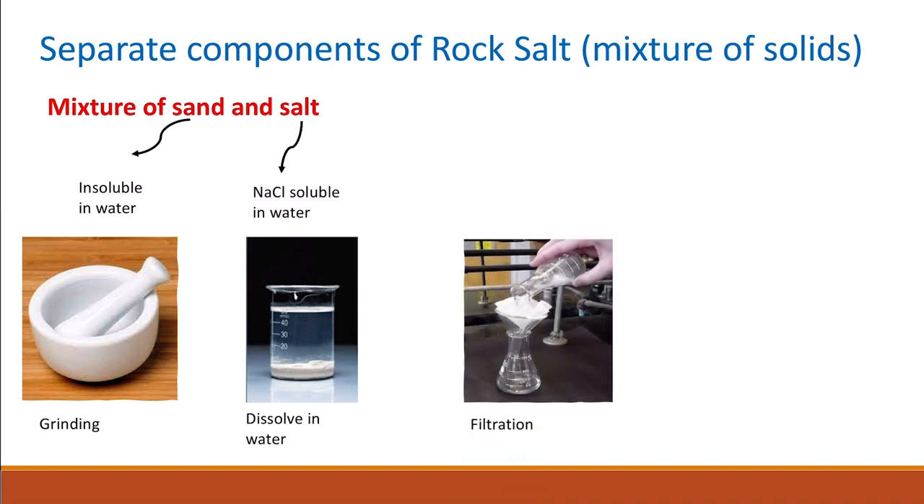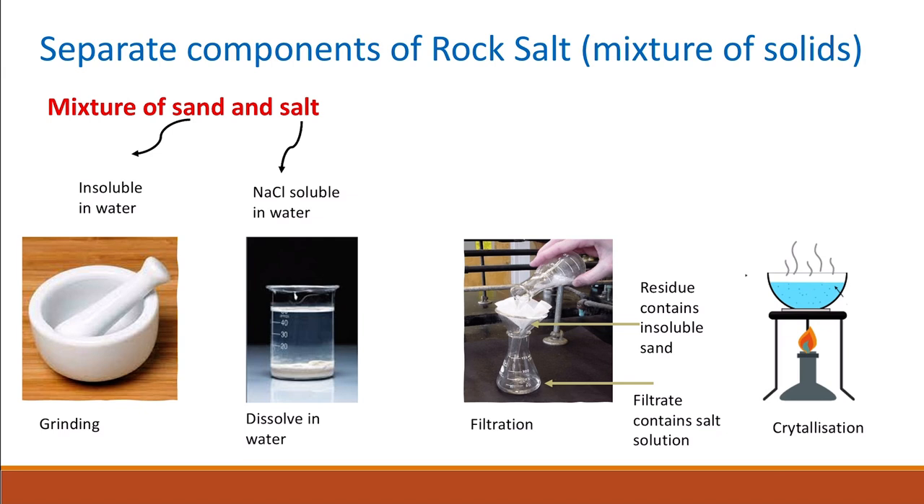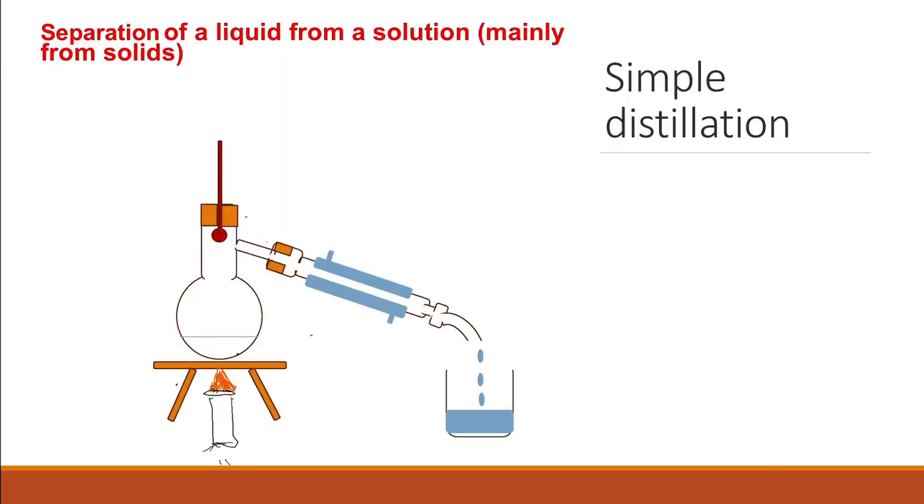The next step is to filter the sand from the solution of sodium chloride, where the residue will contain the insoluble sand, while the filtrate here will contain a salt solution. Then you can separate the salt from the water by using crystallization.